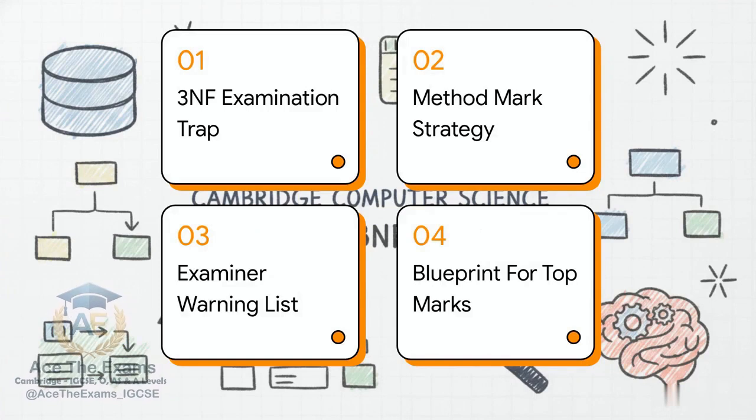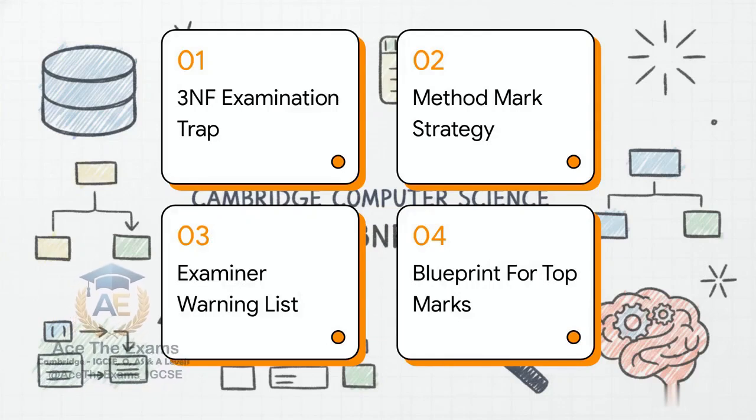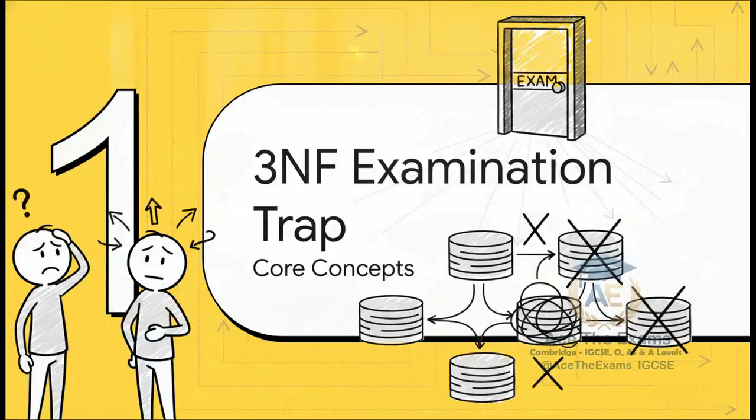So here is our strategic masterclass agenda. First, the 3NF examination trap. Second, decoding the method mark strategy. Third, the examiner warning list. And finally, the blueprint for top marks. Section 1. The 3NF examination trap.